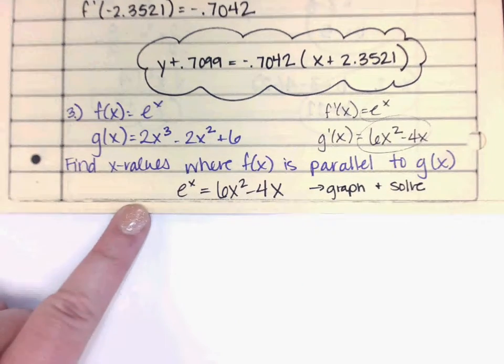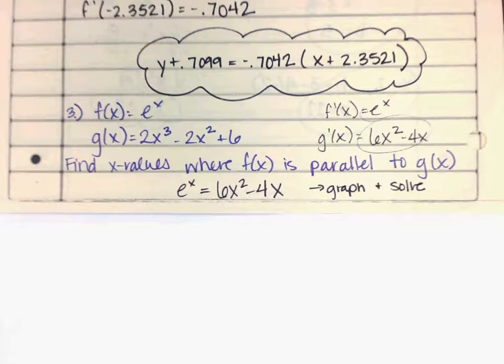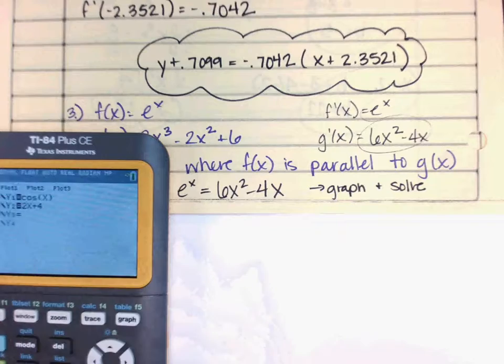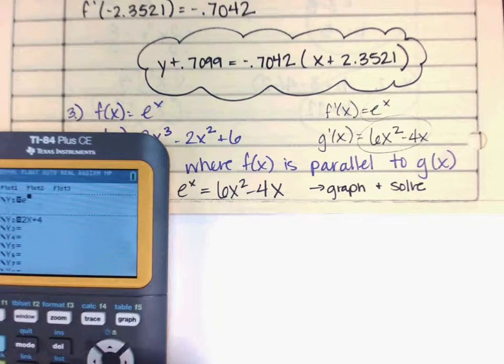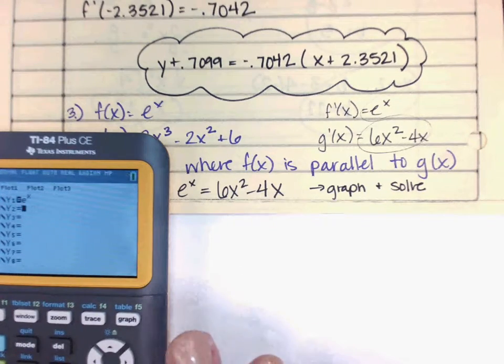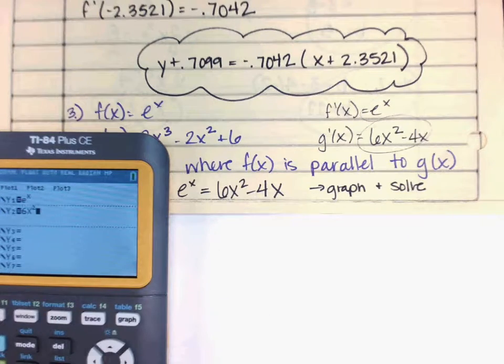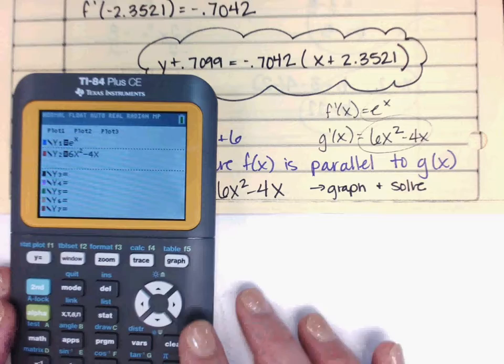Okay, but you could not be asked to do those without a calculator. So you're typing one in as y1, one in as y2. You should see they cross twice. And then just make sure you know how to find those two intersections. So e to the x is my first function. 6x squared minus 4x is my second function.